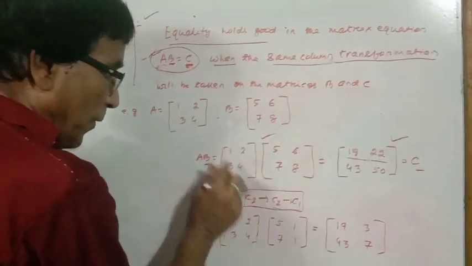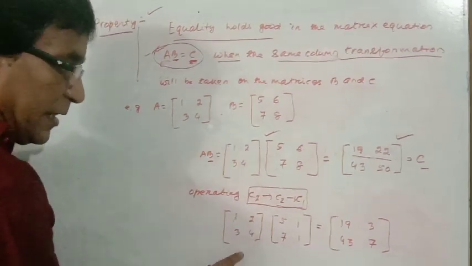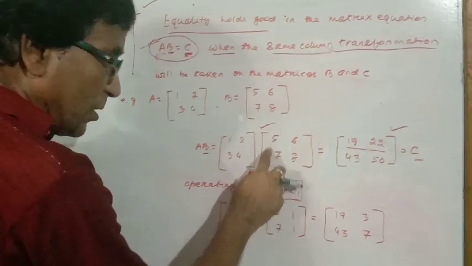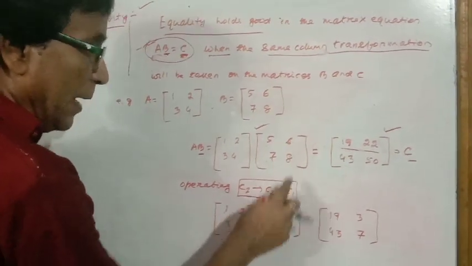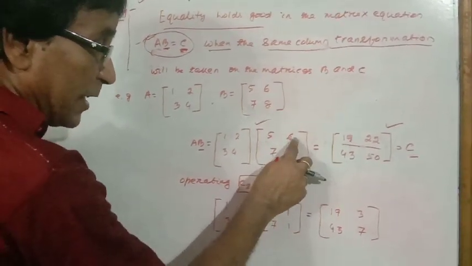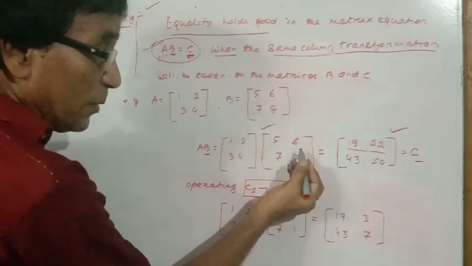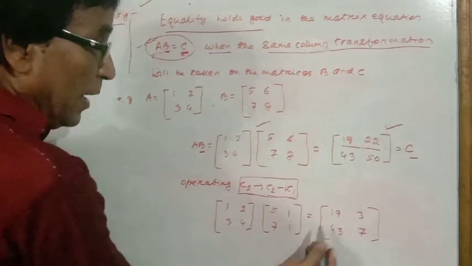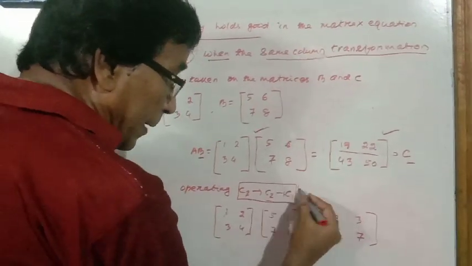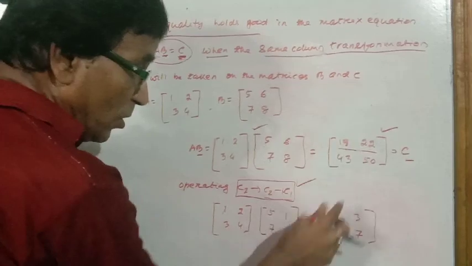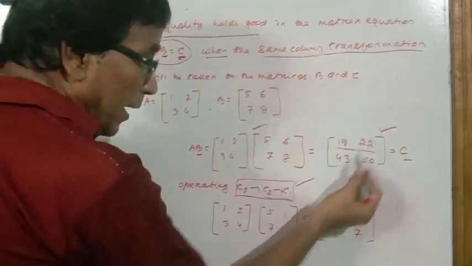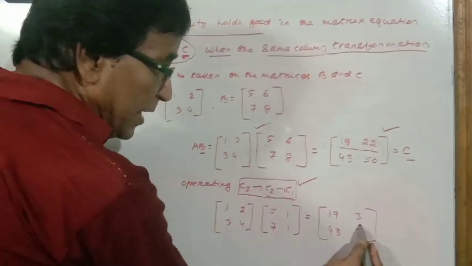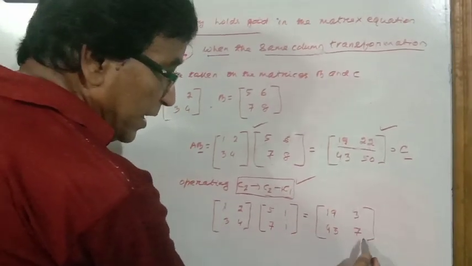So here the first matrix A will remain as it is. In the second matrix B, the first column will remain as it is, 5, 7, and the second column will be replaced by second column minus first column, that means 6 minus 5 it is 1, 8 minus 7 also 1. The same operation will be taken on the matrix C. So the first column is 19, 43 and the second column is second column minus first column. So 22 minus 19, 3, 50 minus 43 it is 7.